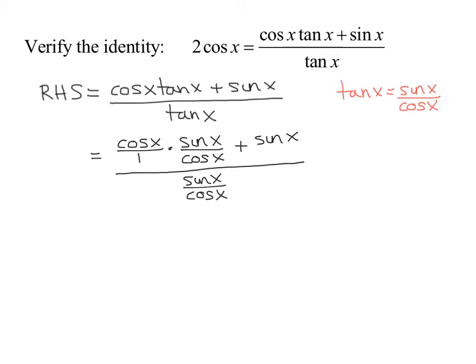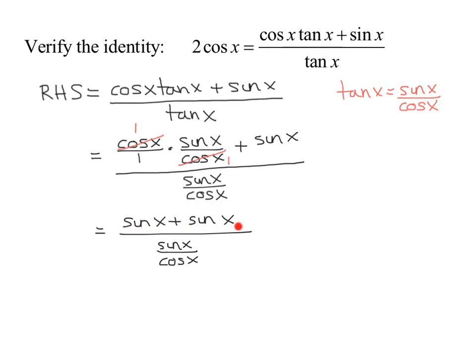Right now it looks pretty messy, but let's see what happens. And if you notice in this term here, something nice happens. This cosine x reduces with this cosine x. So I'm just going to get left with here sine x over 1, which is just sine x. So I have sine x plus sine x over my sine x divided by cosine x.